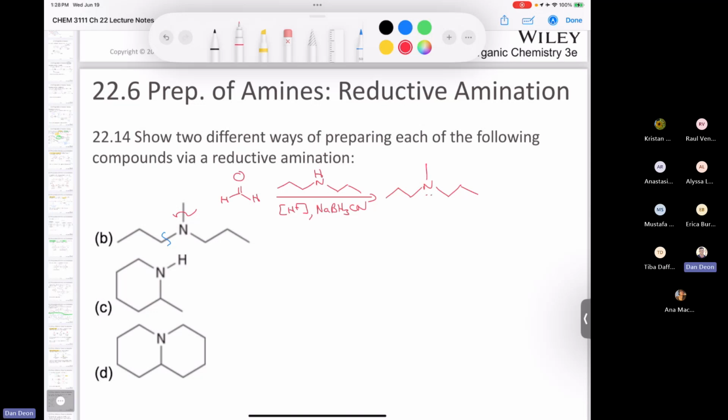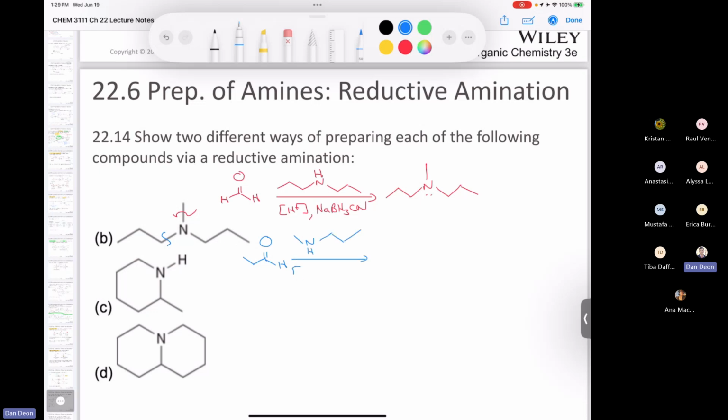The other way would be to start with an aldehyde that comes from these three carbons. So it would be starting with propionaldehyde, which is this compound. Move that over a bit here. And then we would treat it with what amine? Well, you'd have to have an amine with a methyl group on it and a propyl group on it. So, come on. There we go. All right. So let's see if we can come up with that amine. Come on, iPad. Okay, there we go. So we have this secondary amine. So 1, 2, 3, like that.